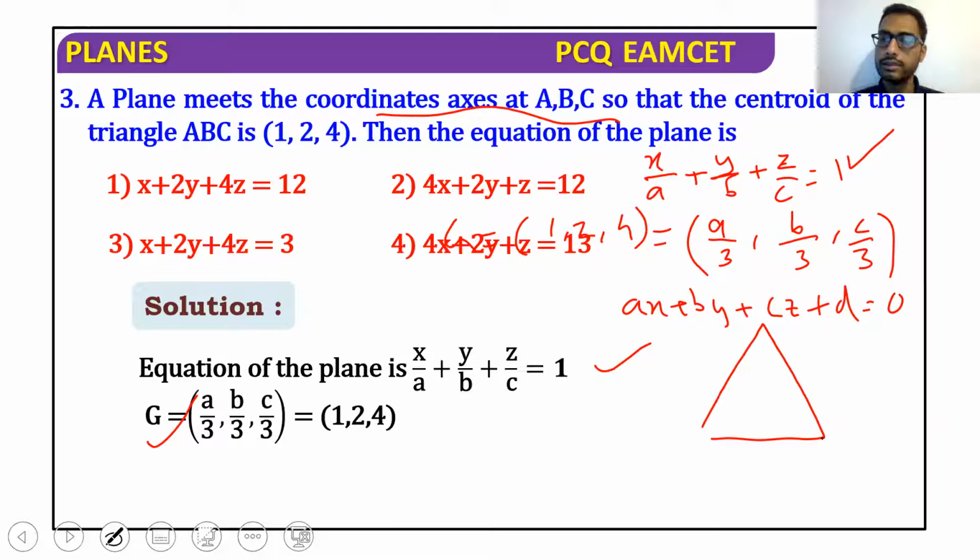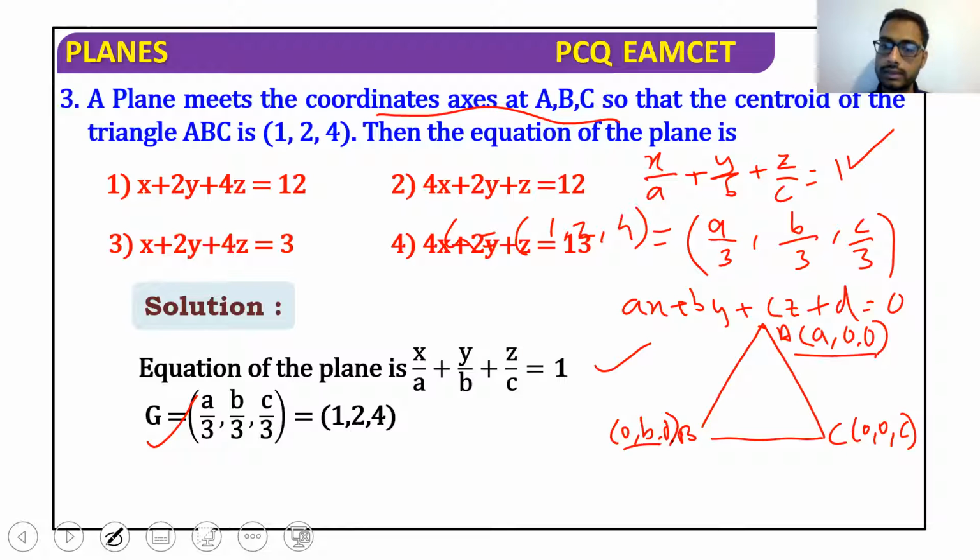So this is your triangle. It is given that it meets the coordinate axes at points A, B and C. So when it meets the x-axis, let us say it makes an intercept of a. If it is meeting the x-axis, its y and z coordinates should be 0, 0. If it is meeting the y-axis, its x and z coordinates will be 0, 0. And if it's meeting the z-axis, its x and y coordinates will be 0 and 0. It will only have its z-intercept. Therefore, my three vertices of the triangle are these.